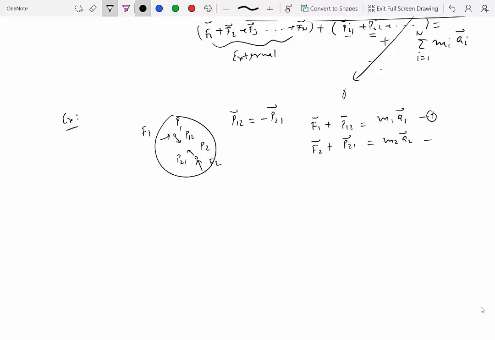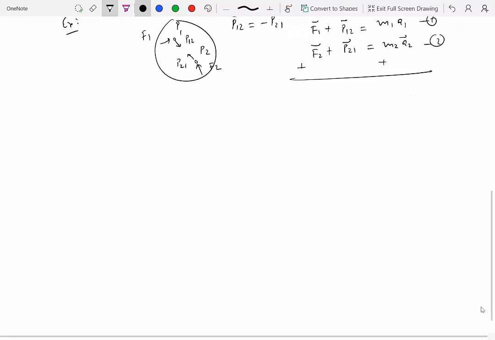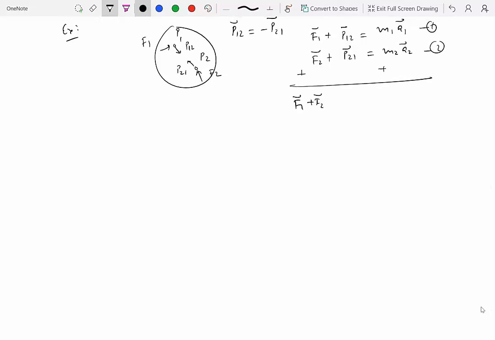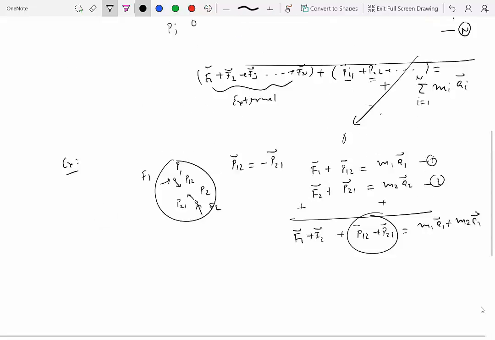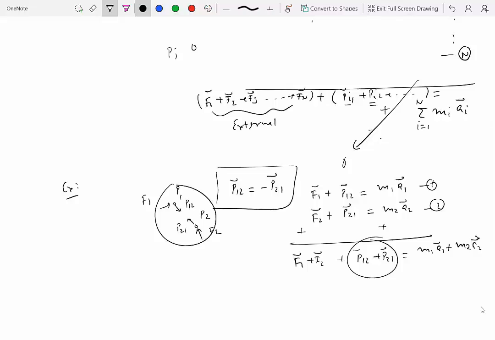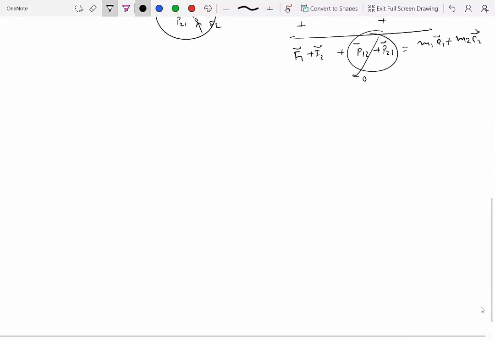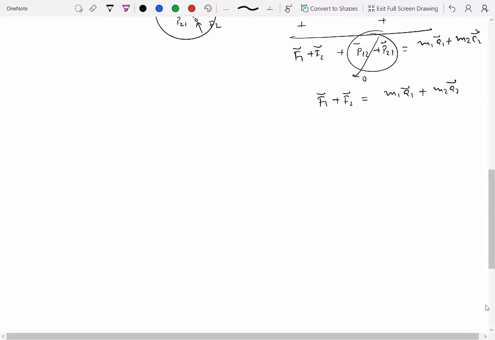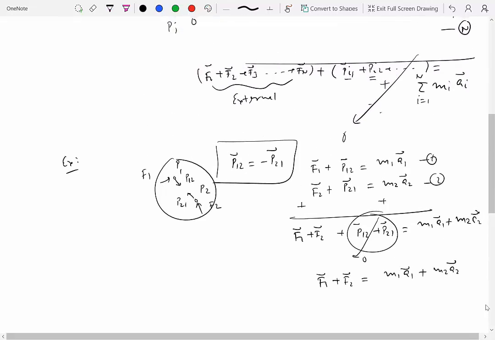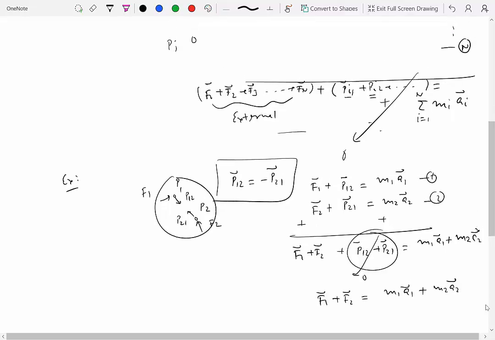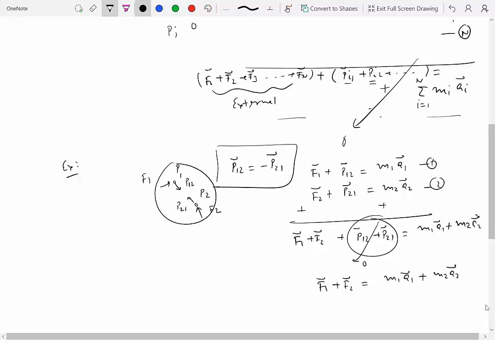and I can add them together. If I add them together, I get F1 plus F2 plus P12 plus P21 equal to m1 a1 plus m2 a2. But P12 is equal to minus P21, so that means this is 0. So what we are left with is F1 plus F2 equal to m1 a1 plus m2 a2. And this is the result that we have generalized right over here, where we basically have just the sum of external forces equal to sigma mi ai.